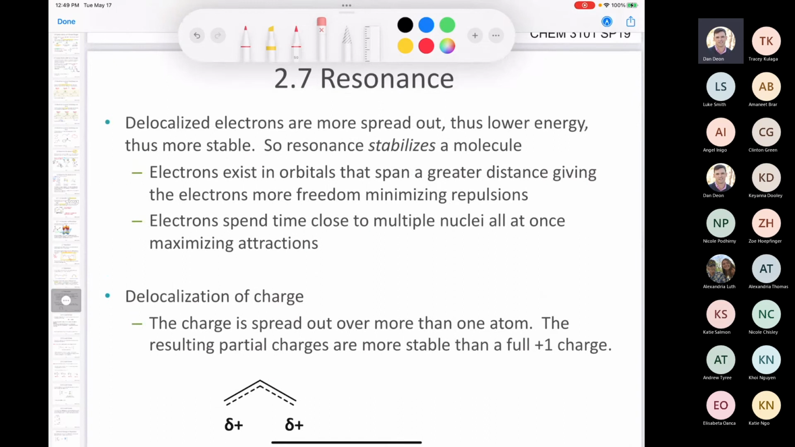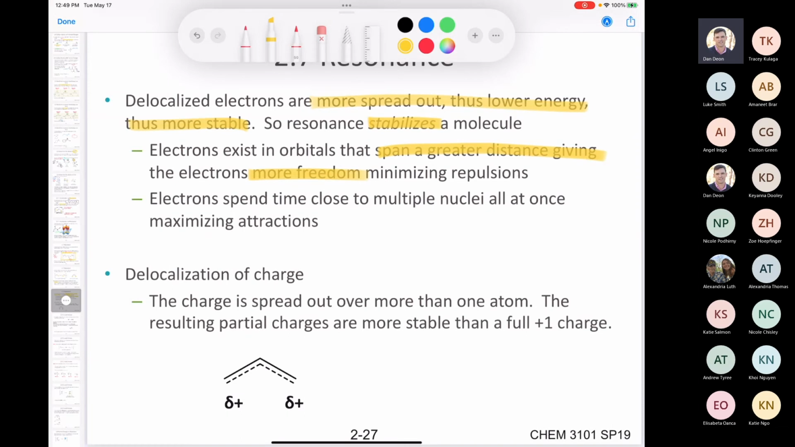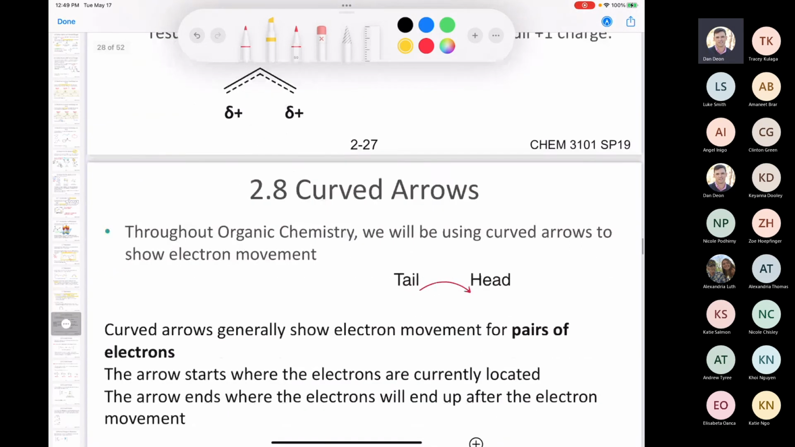And so why does resonance occur? Because those delocalized electrons are like hyperactive children, the more spread out that they are, the lower energy and the more stable they become. And so resonance serves to stabilize a molecule. Those electrons, instead of being confined to one spot, they span a greater distance, giving them more freedom. Everybody likes freedom. Well, at least I do. Anyway, so if you give the electrons more freedom, it stabilizes them. The charge is spread out over more than one atom, and therefore the partial charge, which exists instead of a full charge, is more stable.